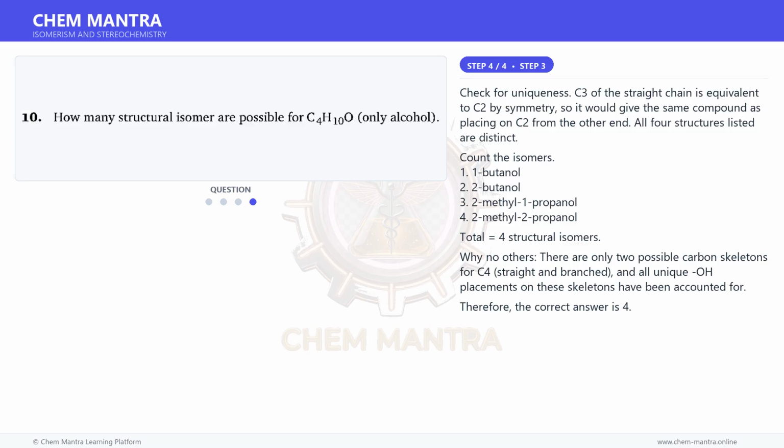C3 of the straight chain is equivalent to C2 by symmetry, so it would give the same compound as placing OH on C2 from the other end. All 4 structures listed are distinct.